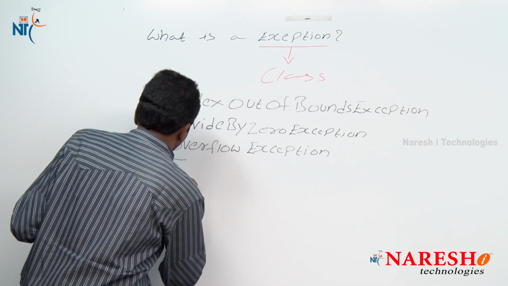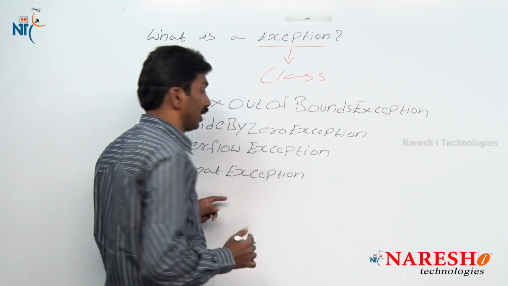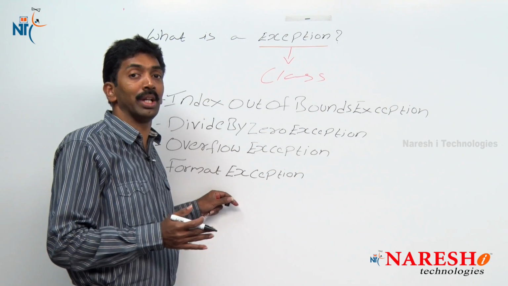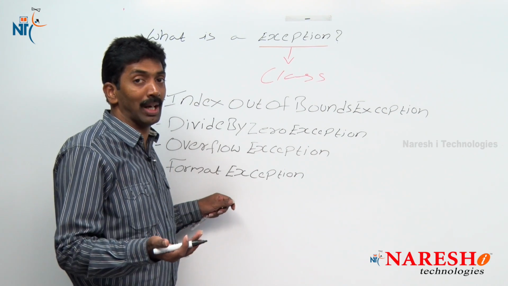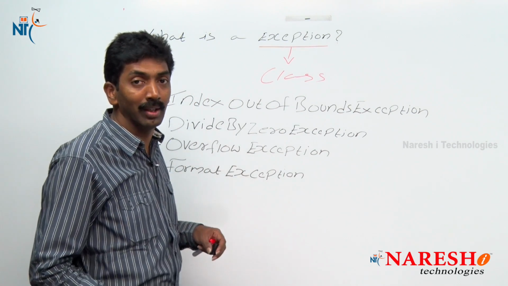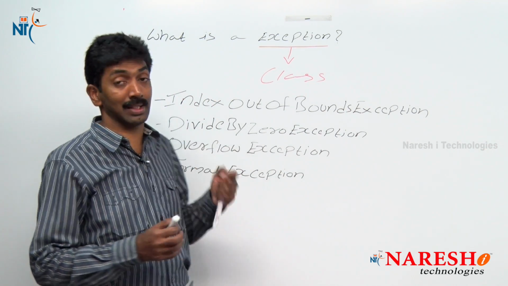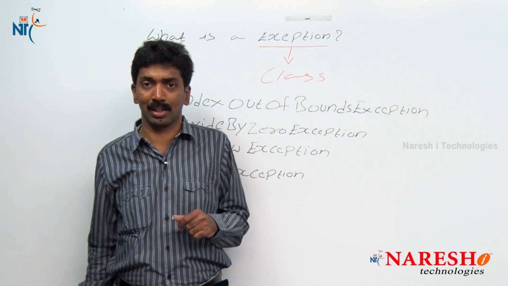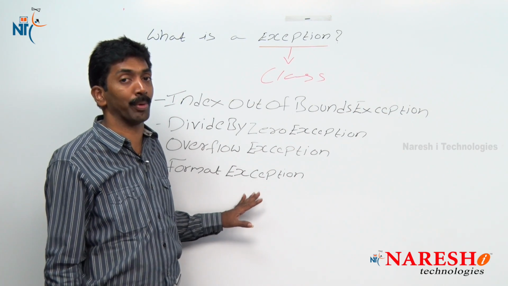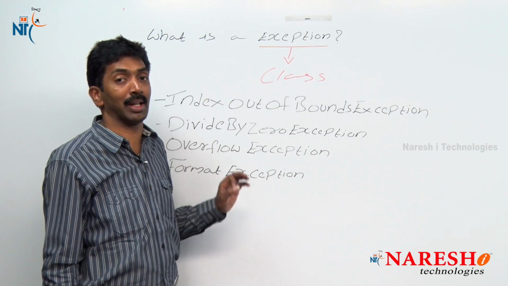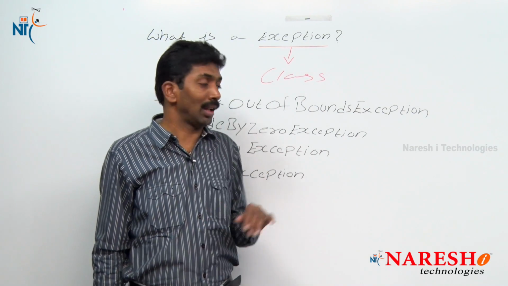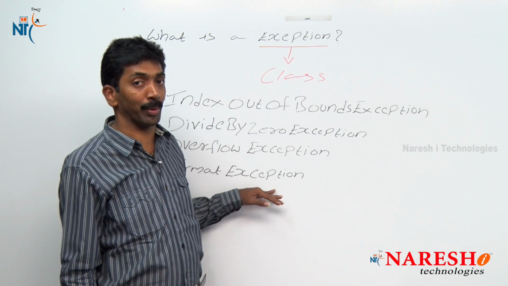Next, format exception. When will this come into picture? Invalid type conversion. You have a double value and want to convert into integer. You have a string value, want to convert into float. That is what? Format exception. And like this, there are so many classes available in our base class libraries, and these classes are responsible for abnormal termination of the program whenever a runtime error occurs inside the program. So, when a runtime error is occurring, these classes will automatically come into picture to terminate the program abnormally.